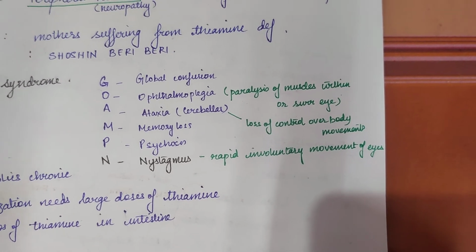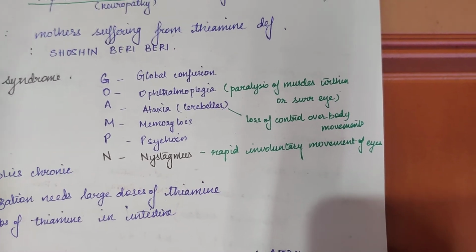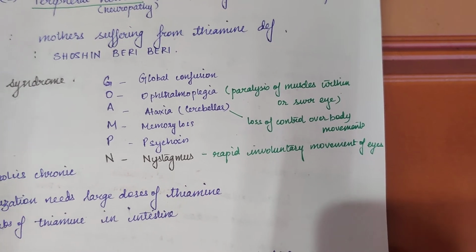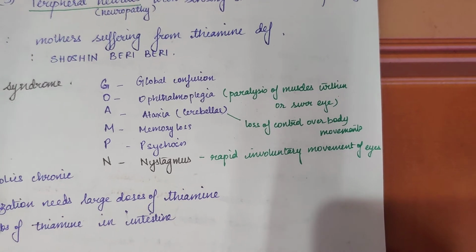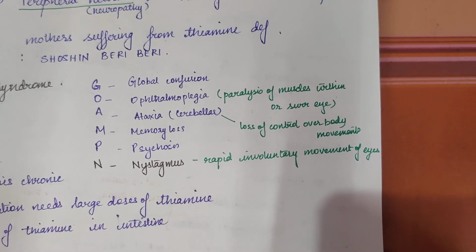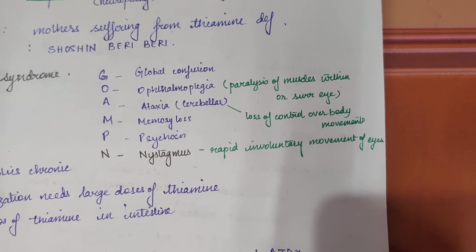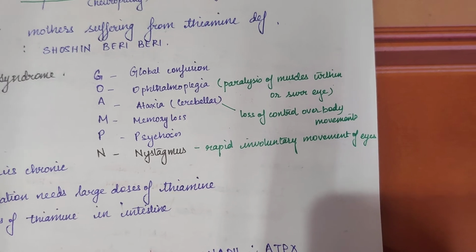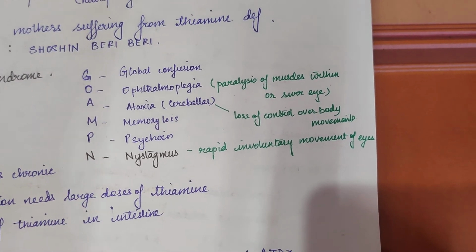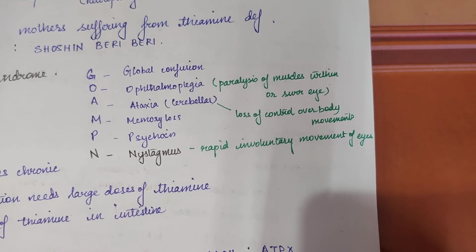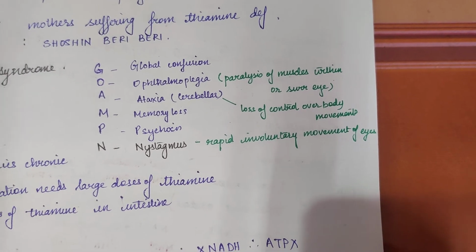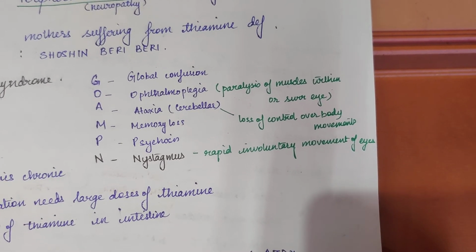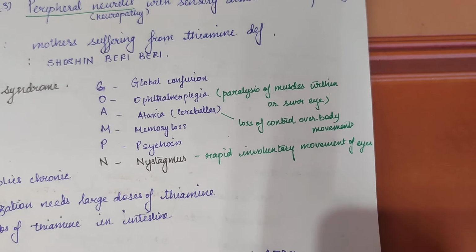Next we have ophthalmoplegia. This is a very big name. Ophthalmo is obviously related to the eyes. So the muscles within or surrounding the eyes are paralyzed and get affected. With that, I would like to mention nystagmus. Nystagmus is rapid involuntary movement of the eyes, so you can relate it with that. So you can say ophthalmoplegia is the paralysis of the muscles within or surrounding the eyes, and nystagmus is rapid involuntary movement of the eyes.